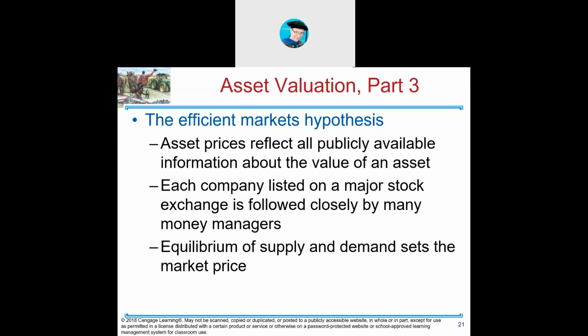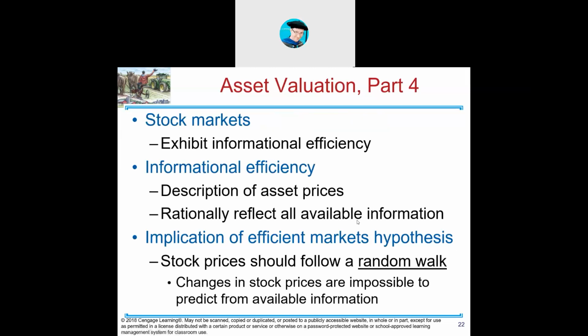And of course, equilibrium of supply and demand typically sets the market price, just like anything else. The stocks work the same way: supply and demand, supply and demand. Stock markets are informational when it comes to efficiencies, where the asset prices describe the stock prices. They're relatively efficient with respect to the information.